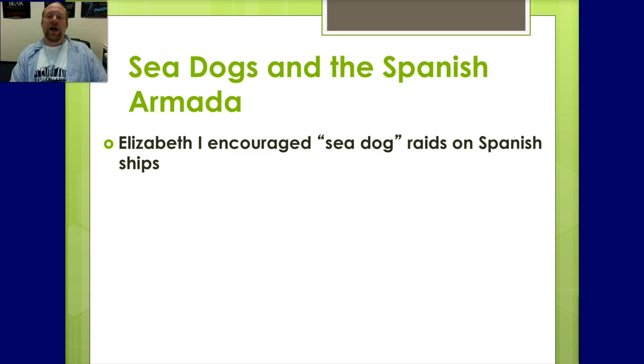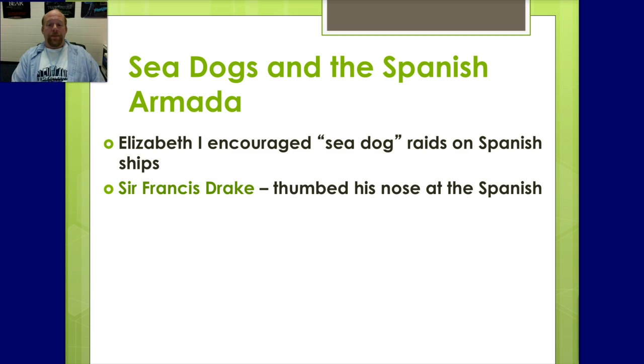Sea dogs and the Spanish Armada. Elizabeth I really encouraged sea dog raids on Spanish ships, which means basically pirate ships. You go take over a Spanish ship and you take over all of the things that are in it. Kind of like Sir Francis Drake, Sir Walter Raleigh. Those guys were merchants, okay, trying to get those sea dog goods off Spanish ships. Drake was like, see ya, you got it, it's mine. He was one of the world's first pirates.